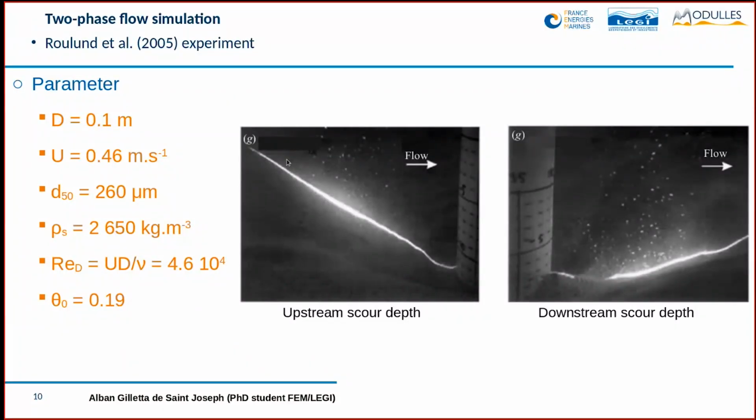With the experiment, we also have some information about the scour depth. Here you have two plots. On the left, the upstream scour depth at the end of the experiment, and on the right, the downstream scour depth.